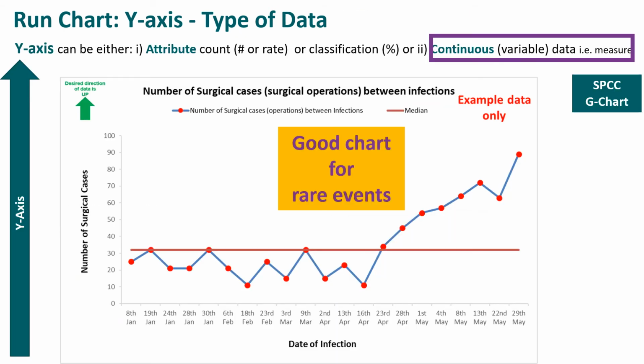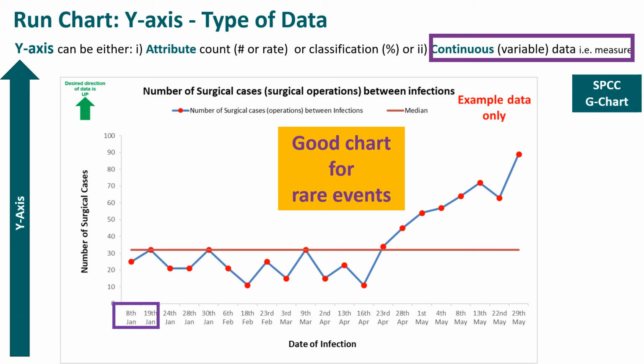This is another type of run chart. It's very good when you have rare events. It's also continuous variable data that's used in this. So this is the number of surgical cases or surgical operations between infections. So what we're looking at on the y-axis is the number of surgical cases, and on the x-axis we're looking at the date of the infection was reported.